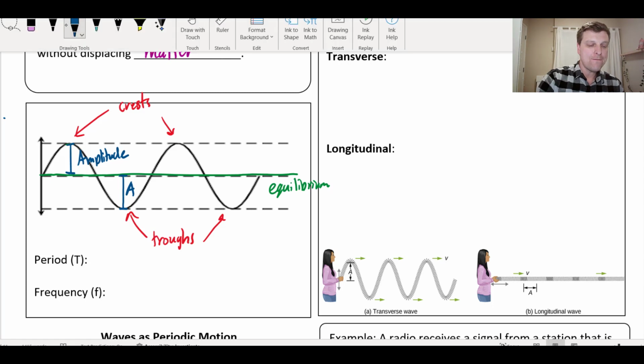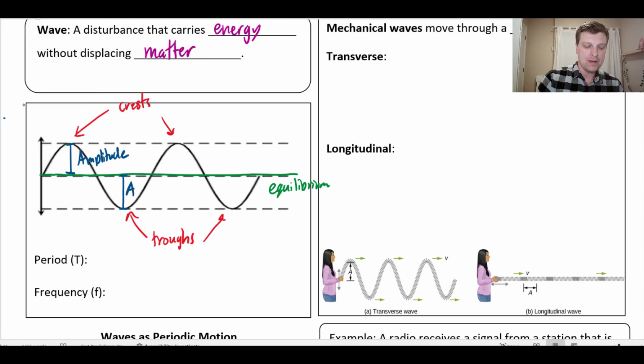Now, if I pick a point on the wave here and I go all the way up and all the way down and I complete one cycle back to my starting point, we would call this distance from here to here our wavelength, and we give it the symbol lambda. You could think of it as the distance traveled by a single cycle or a single wave.